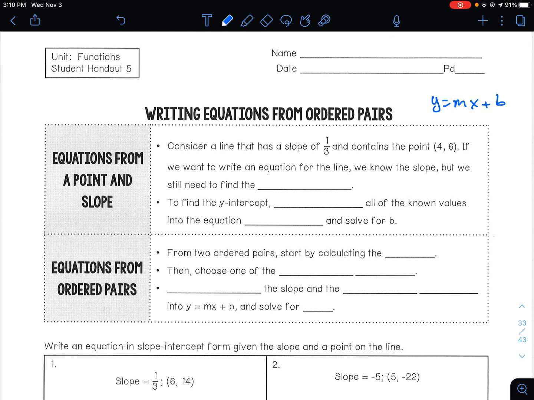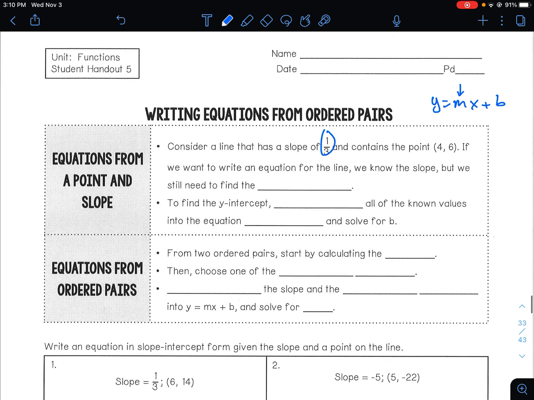We already know what the m is. The m would be 1/3. But what's the b? We have no idea. So we still need to find the b, which is the y-intercept. To find the y-intercept, we need to substitute all of the known values into the equation y equals mx plus b, and then solve for b. So we'll take a look at some examples of that.